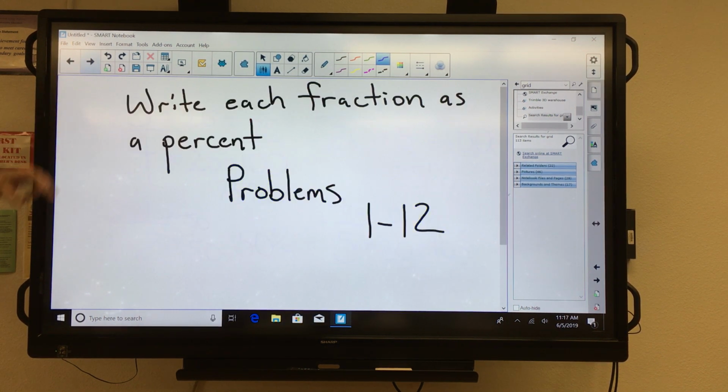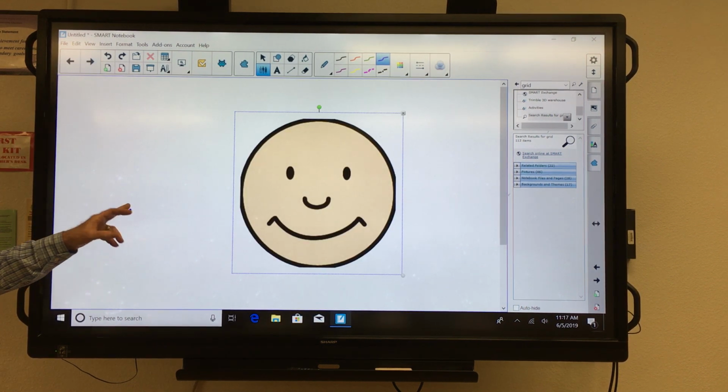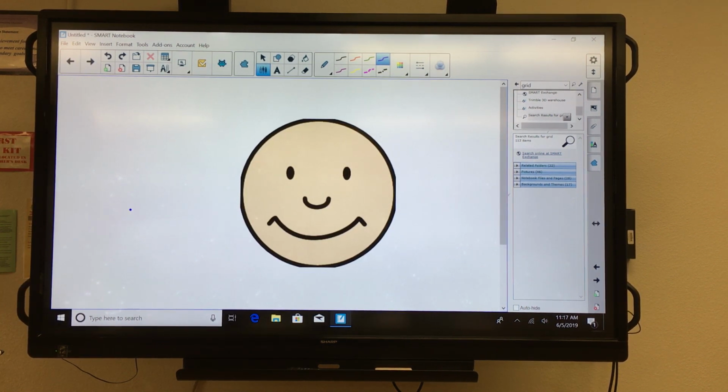So your task, you're going to write each fraction as a percent, and your problems are 1 through 12 on page 90. And I think you'll agree, you don't have anything to worry about. Be happy.